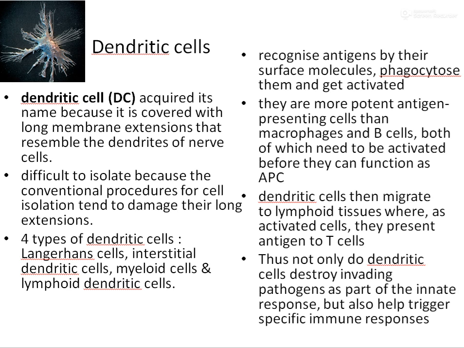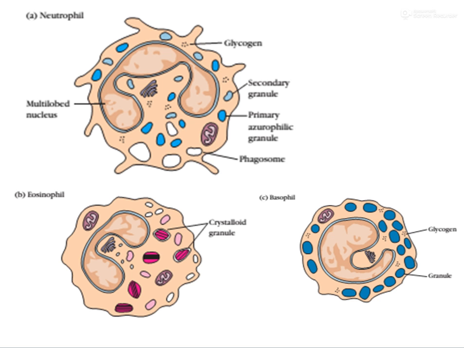Thus, not only do the dendritic cells destroy the invading pathogen as a part of the innate immune response, but they also trigger the specific immune responses. So that's about the dendritic cells. And now we'll move on to the next types of cells which we have in the WBC, like the neutrophils, eosinophils, as well as the basophils.